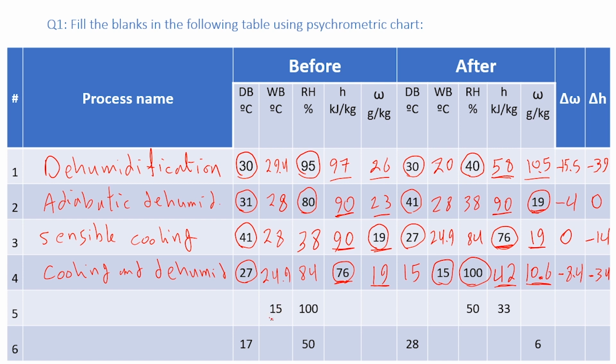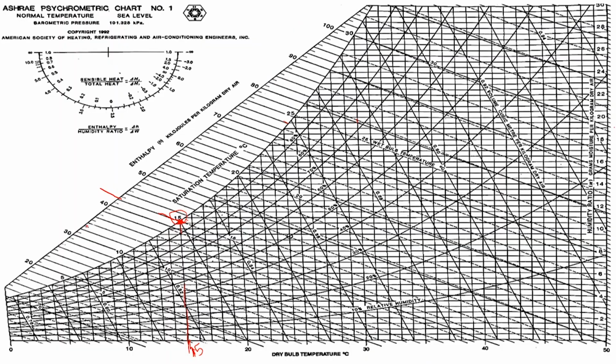Next process, we have the same point 15 and 100. So we just copy the data. The other point is relative humidity 50% and H is 33. So this is H 33. We cross the line with the 50% relative humidity. So dry bulb will be here 17 and we take omega value.